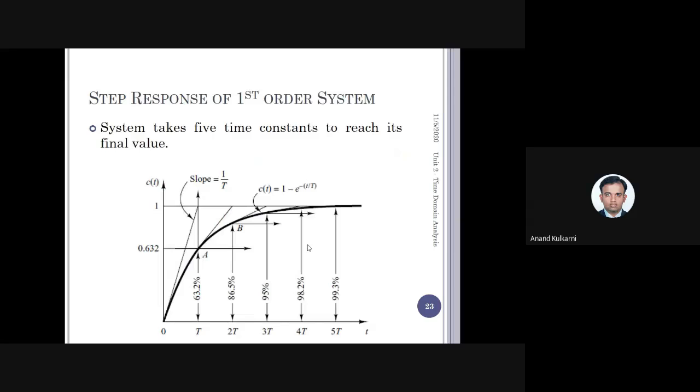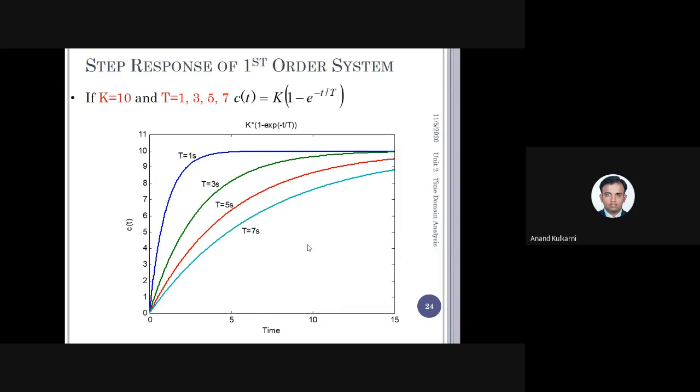So first order system, how the effect of time constant. Smaller the time constant, faster the response. Blue is fastest and this is slowest because it has 7 seconds time constant, this has 5 seconds time constant, this has 3 seconds time constant, this has 1 second time constant. Lower the time constant, faster will be the response.